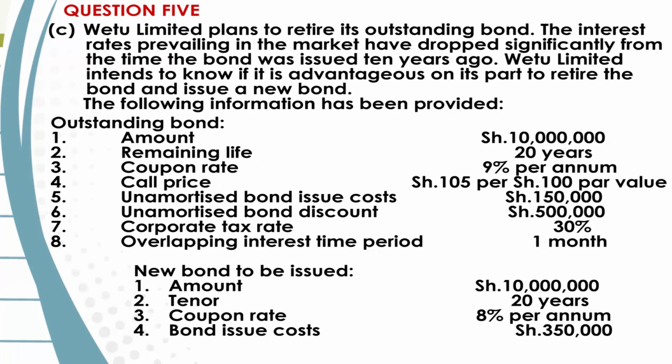The new bond to be issued: one, the amount is 10 million shillings. Number two, the tenor is 20 years. Number three, the coupon rate 8% per annum. Number four, bond issue cost 350,000 shillings.